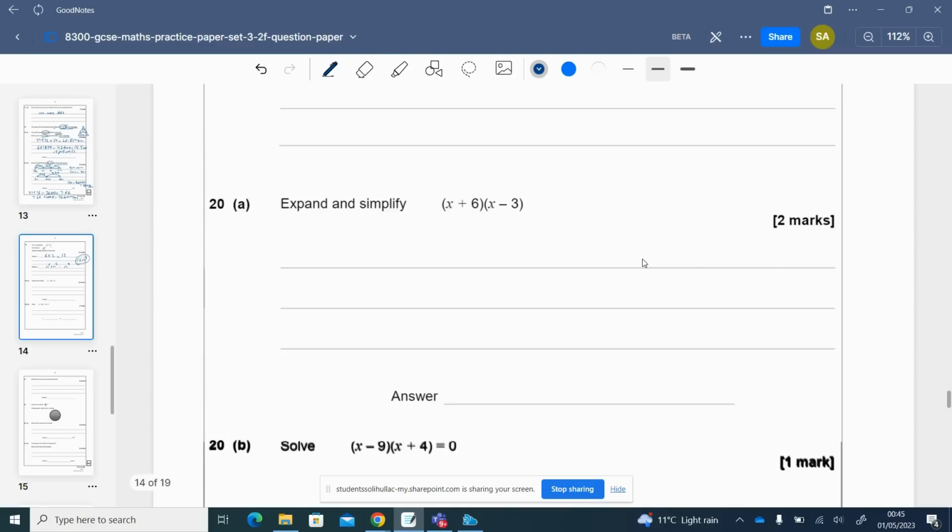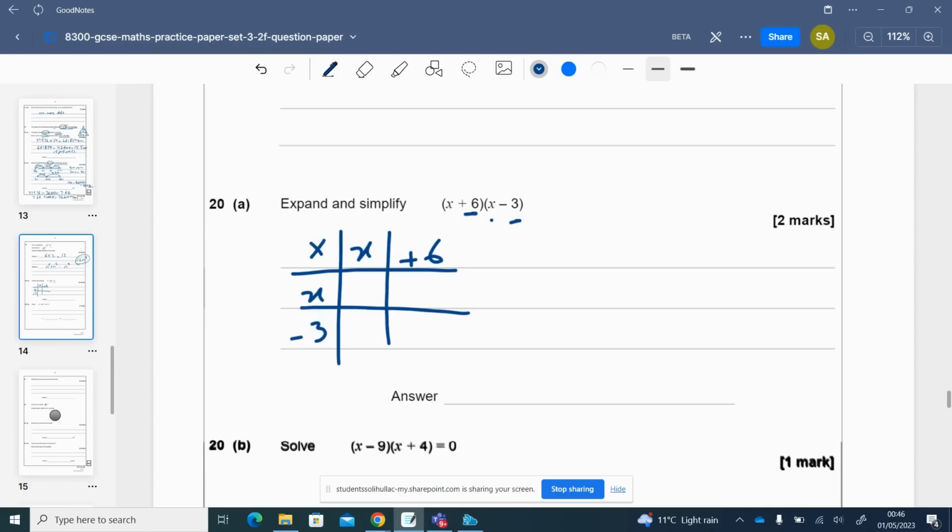Right, question number 20, x plus 6 in a bracket, and then we have another bracket which is x minus 3. You can use two different methods, okay? I can show you the grid method for multiplication. So we draw a grid like this, and then we put the values. In the first box we put x, and then the second is plus 6. And then we put x again on this side, and then we have minus 3. And in the middle, we put a multiplication sign.